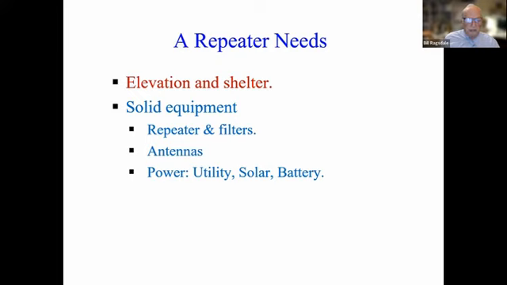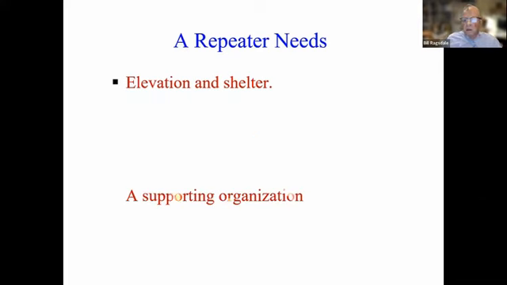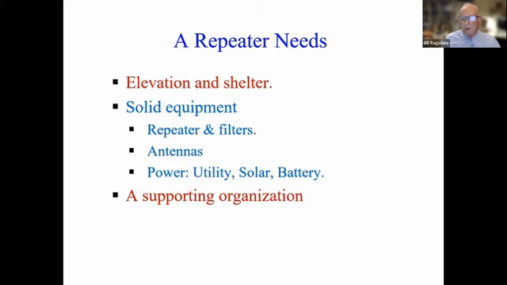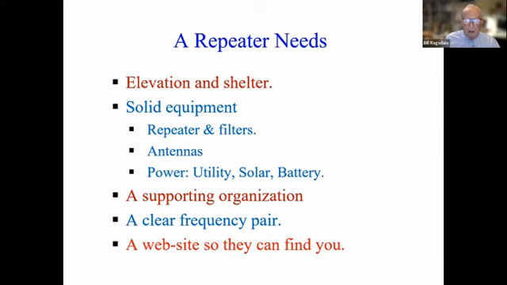The antennas, and again, power, we've mentioned before: utility, solar, and battery power. You also need a supporting organization because there are expenses on this, and you do need people with specialized skills. Operating a service monitor is a fairly advanced skill. Climbing towers is another. So it's great to have an organization. And you need a clear frequency pair. We'll talk about that in some detail. And finally, you need a website so people can find your frequencies, your split, your CTCSS. And it brings in members to the organization.